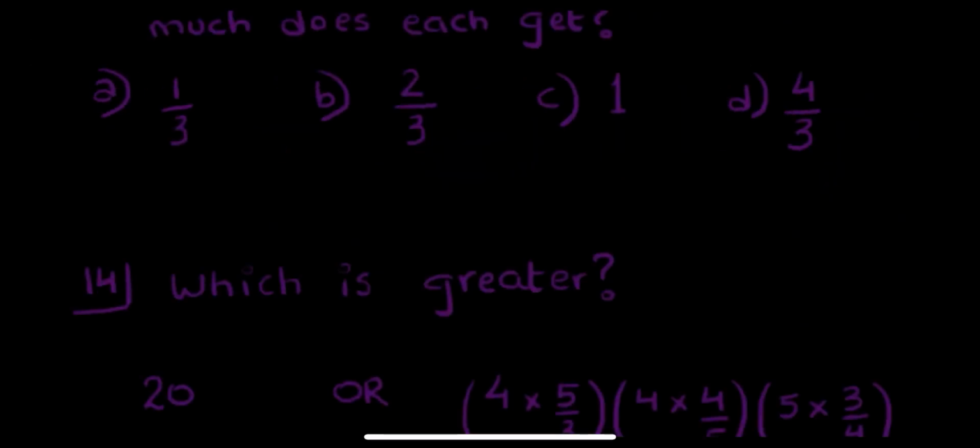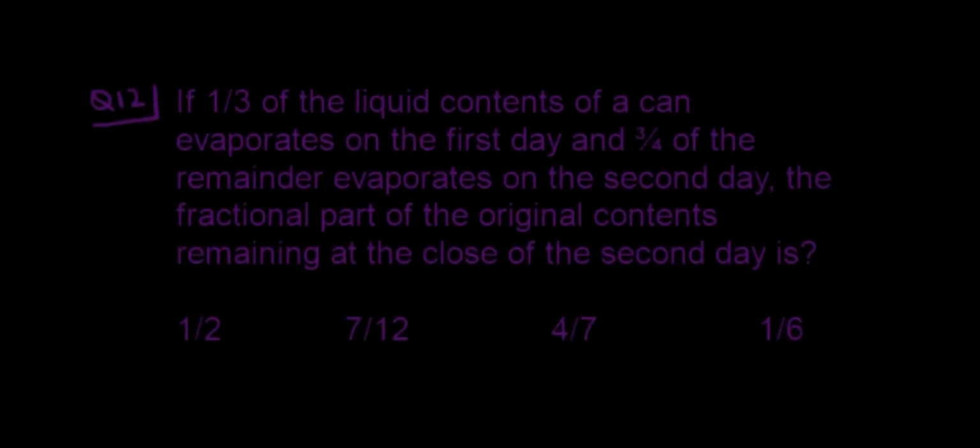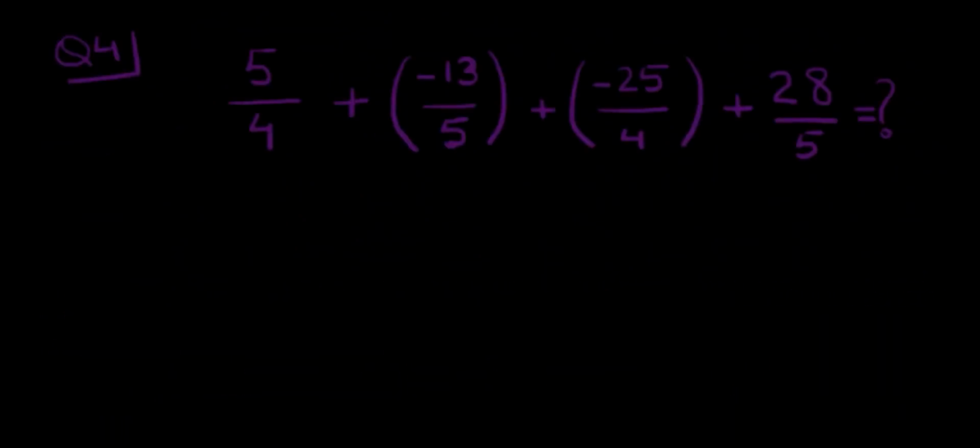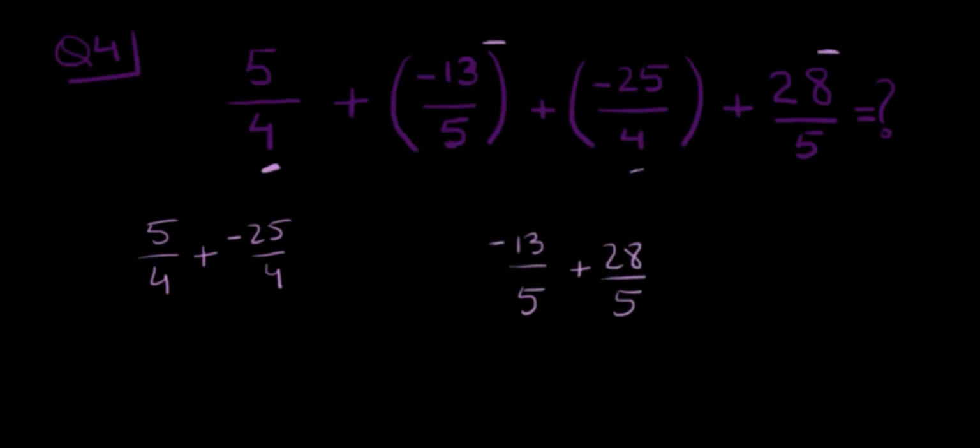Adding, subtracting once more. Okay, here we've got question number 4. We're adding, subtracting. Guess what? Similar denominators, so I would do them together. So I've got 5 over 4 plus negative 25 over 4, and these I would do together over here. I've got negative 13 over 5 plus 28 over 5. Same denominators, I'll just add them up. 5 minus negative 25. One of them is positive, the other is negative. That means I subtract: 25 take away 5 is 20, sign of the bigger number, over 4.